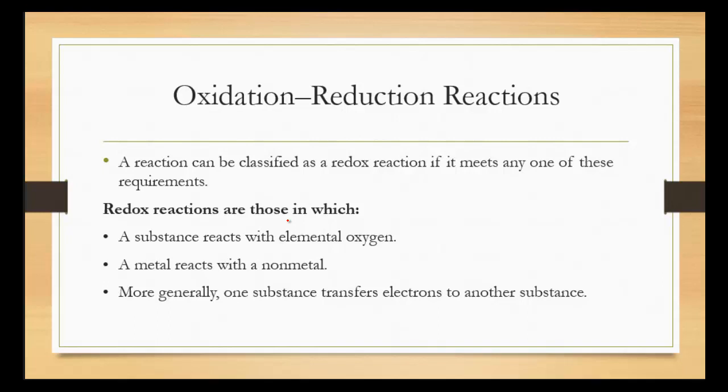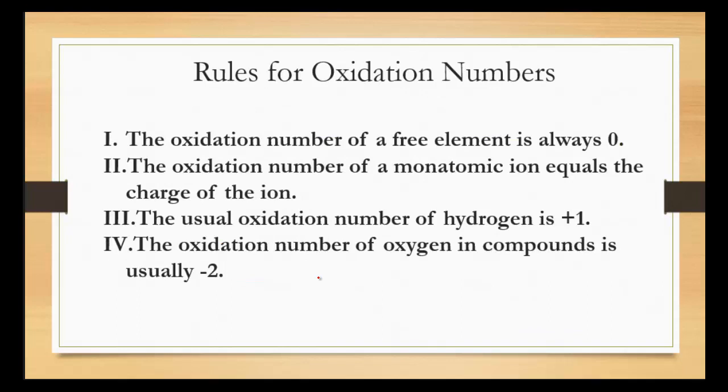A reaction can be classified as a redox reaction if it meets one of these requirements: it reacts with elemental oxygen, a metal reacts with a nonmetal, or more generally, electrons transfer from one species to the other. To determine if the electrons have transferred, the easiest way is to look at the charge of each individual element. You have to figure out the charge of every element in the chemical reaction to determine which is being oxidized and which is being reduced, because you have to be able to compare them.